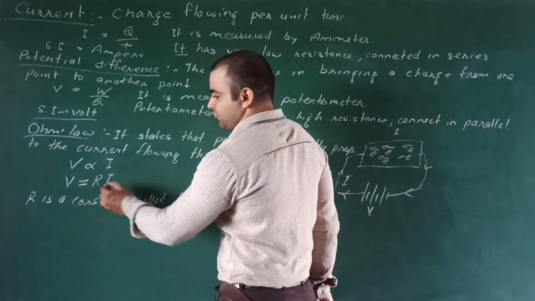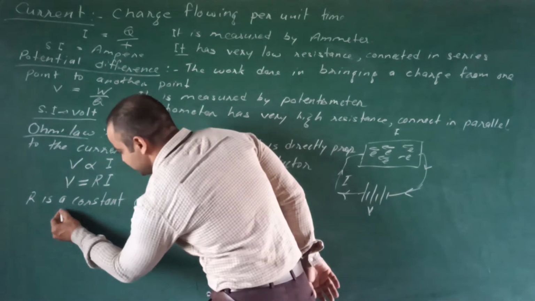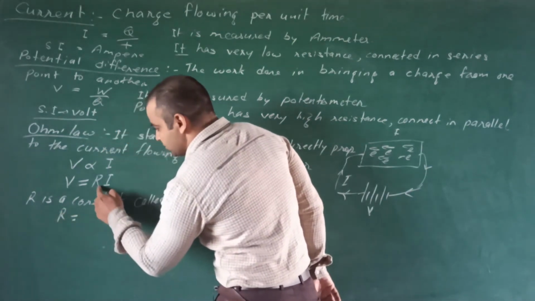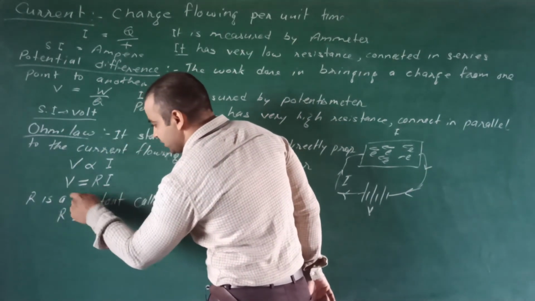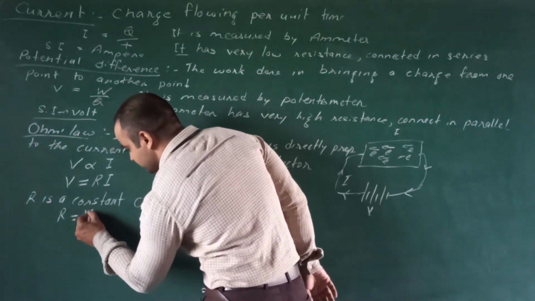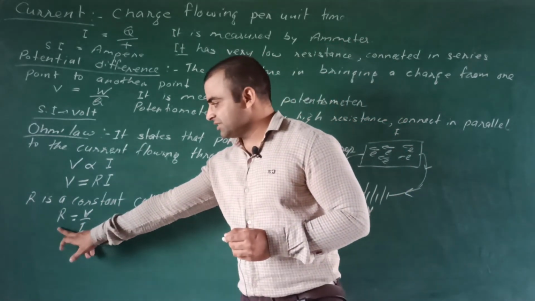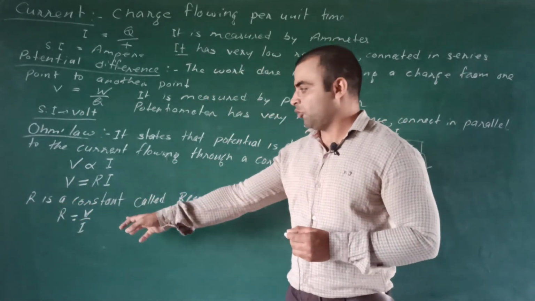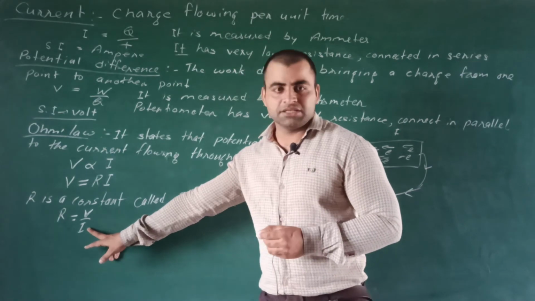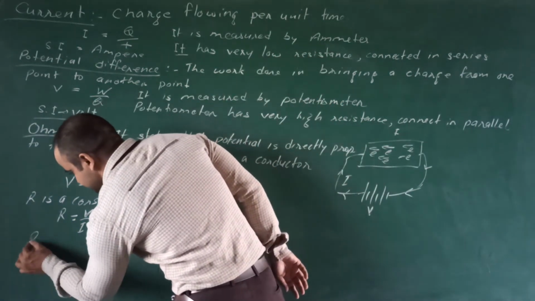We can find the formula for resistance. R equals V by I. Resistance is the ratio of potential to current.